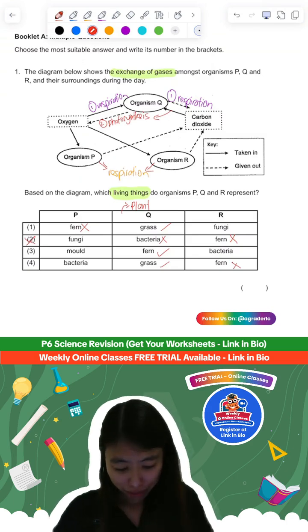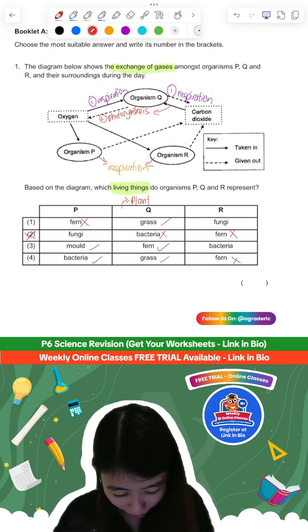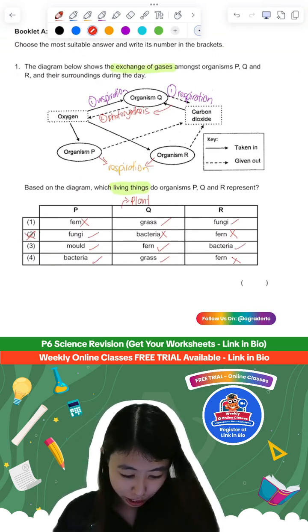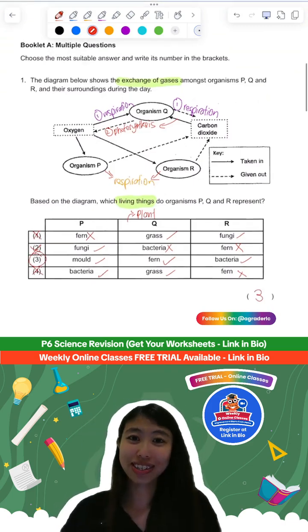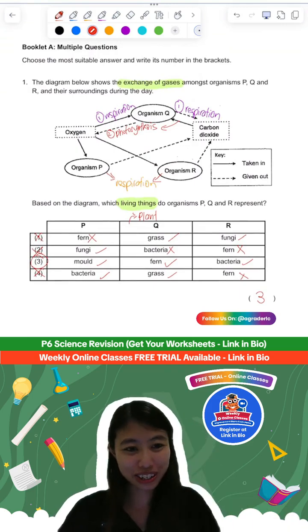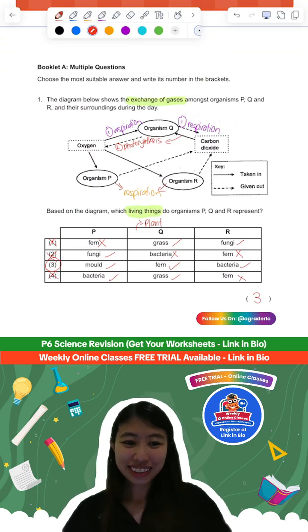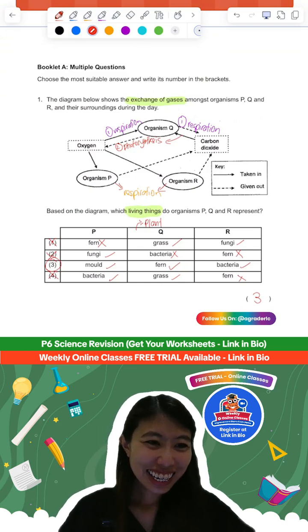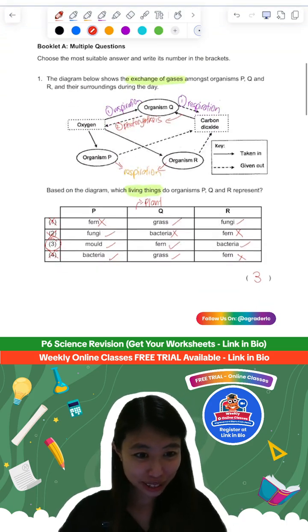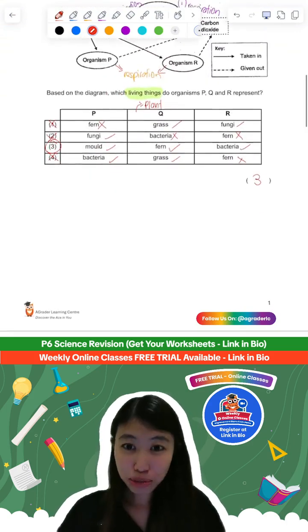So with this, very good. The rest is okay. The answer is number three. Based on this, yes, three will be the correct answer. Good job. All right, so let's move on to the next question.